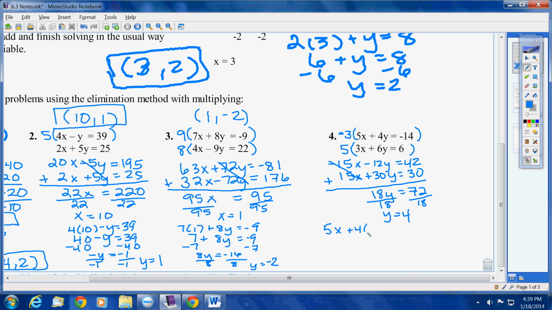5x plus 4 times 4 equals negative 14. 5x plus 16 equals negative 14. Subtract 16 from both sides. We get 5x is equal to negative 30. Divide by 5, and x is equal to negative 6. So the solution to this system is going to be the point (negative 6, 4). This is the point where these two lines are going to cross and intersect.